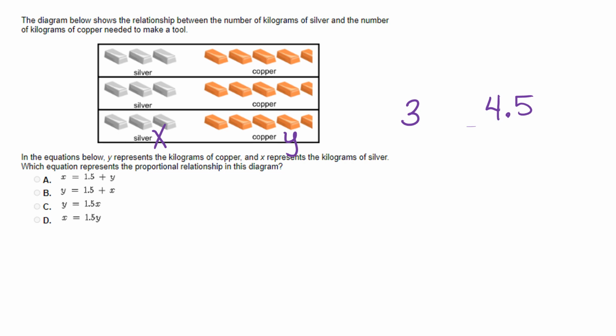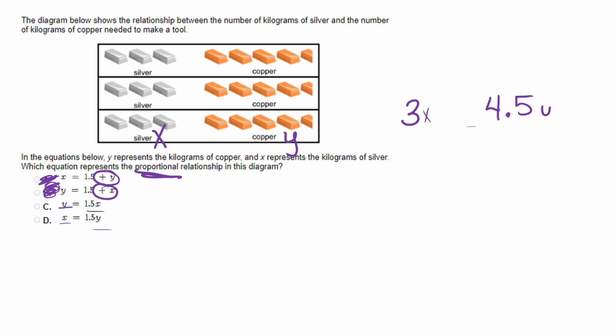Okay, and I know it's a proportional relationship, so proportional relationship means that it goes through the origin. So if it goes through the origin, it can't have any of this plus or minus in my equation, so it can't be A or B right off the bat before I ever do any math. So it's either going to be one of these. And I notice that I'm trying to get to 1.5 somehow.